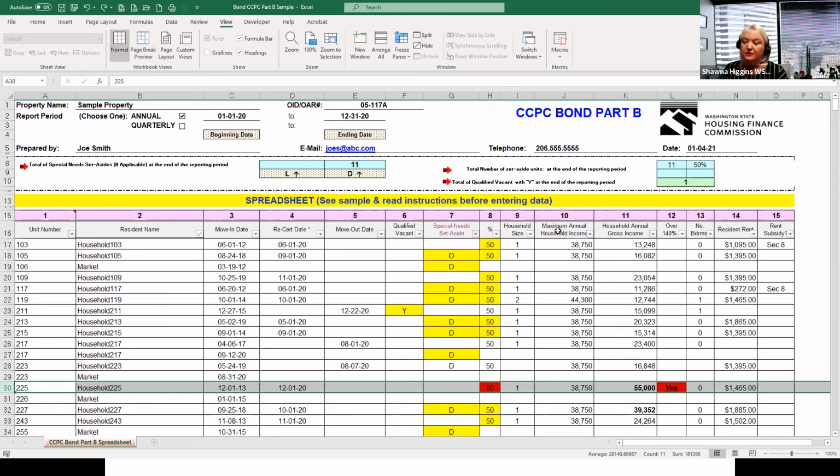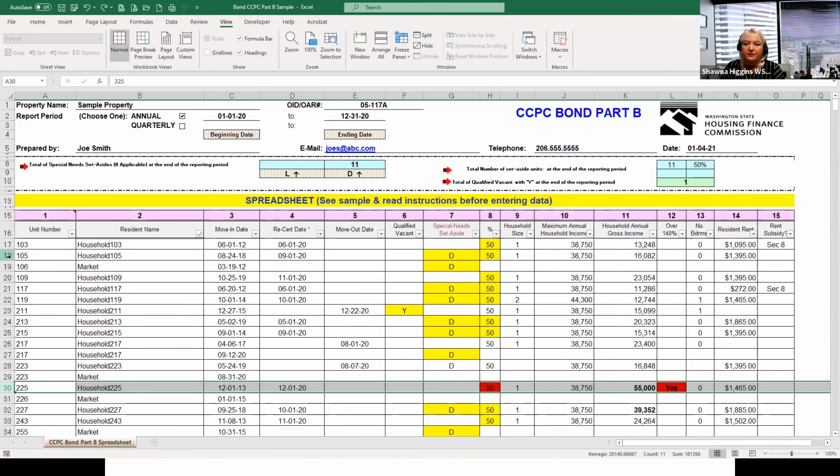So then, of course, you're going to go to our website and find out what the maximum annual household income is. And then this is what their current gross income is. This is what you just recertified them at or certified them at. And if this is higher than this amount, like this one is, it'll pop up right here. This is the over 140%. And so when it does that, you're going to have to follow the 140% rule. This is number of bedrooms, resident rent, and rent subsidy. I know we don't monitor for that, but we do want that information in here.